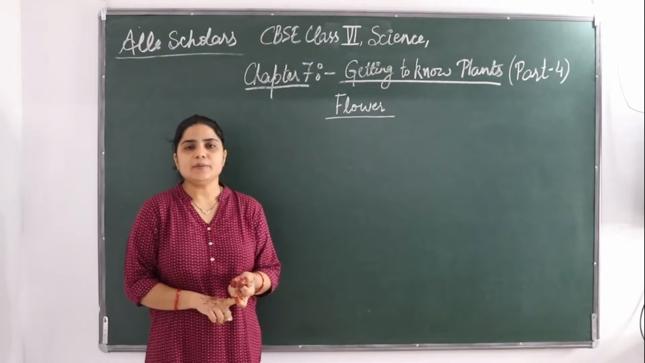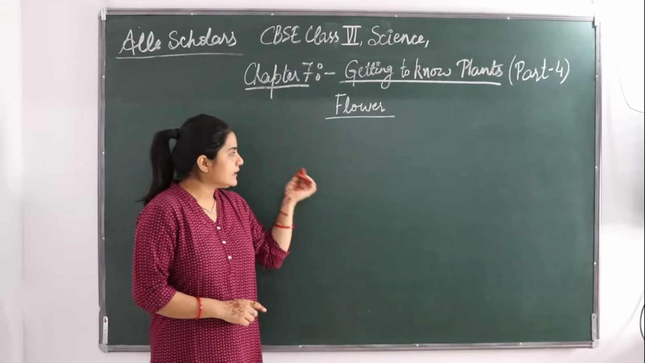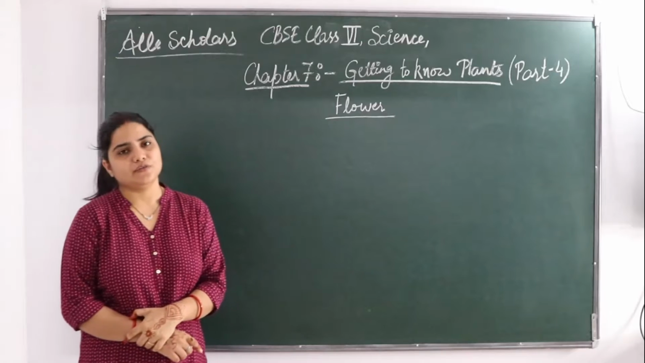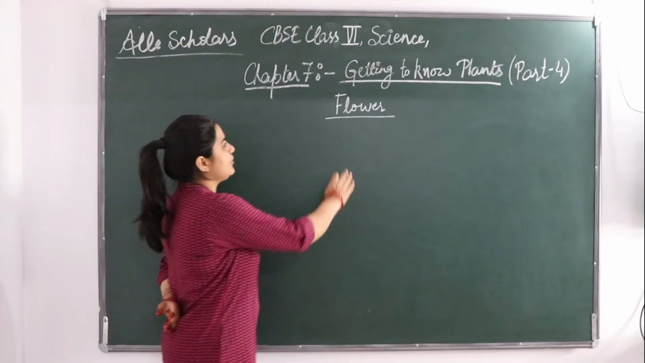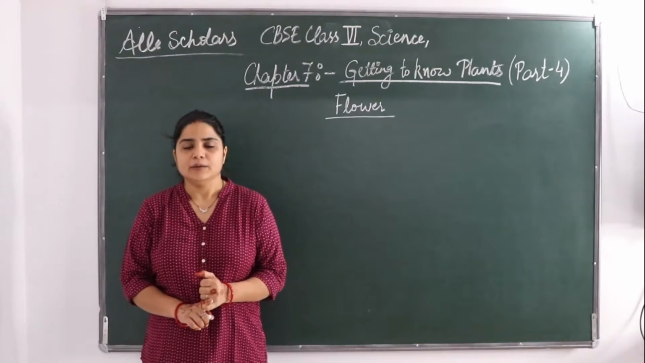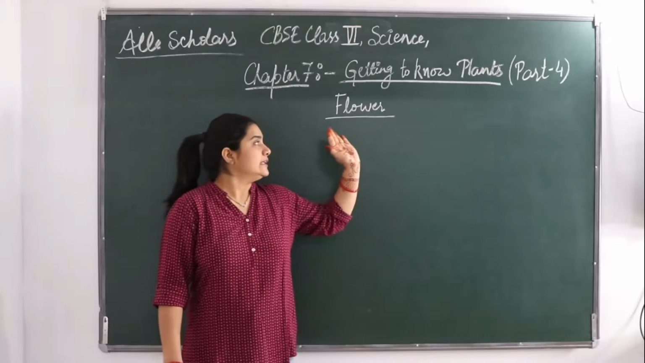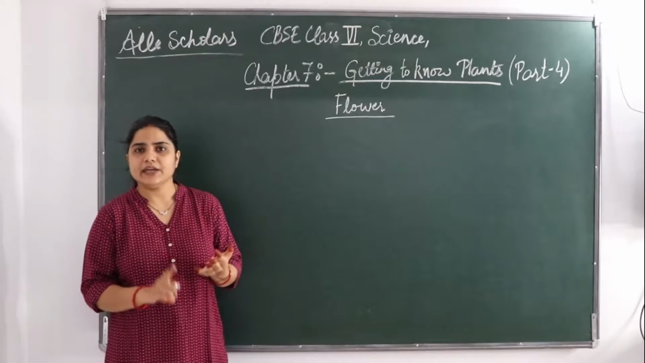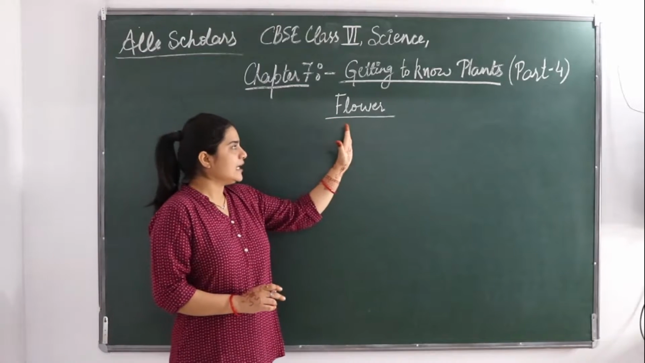It is the seed bearing part of a plant. It bears seed and it always grows at the end of the stem. One very important thing about the flower is that flower is the reproductive part of a plant. Means the reproduction which takes place in a plant, where does it take place? It takes place in the flower. It doesn't take place in the leaf nor in any other part of a plant, but in the flower.